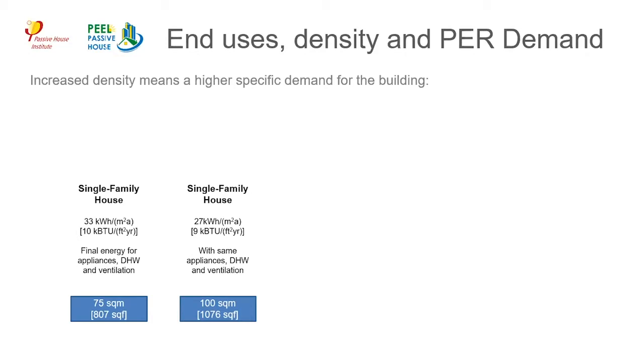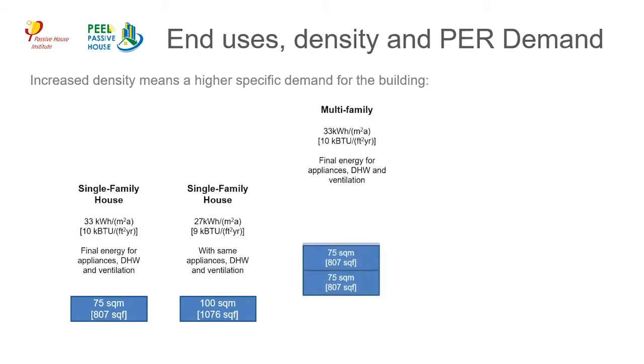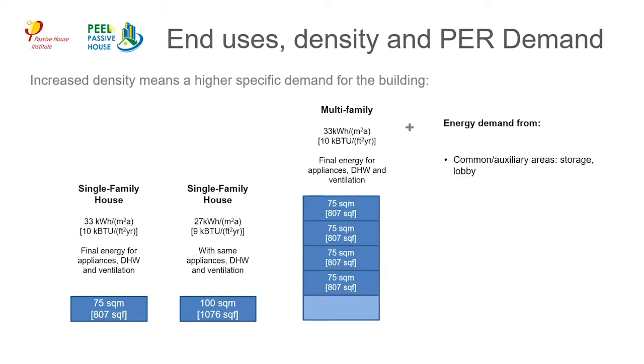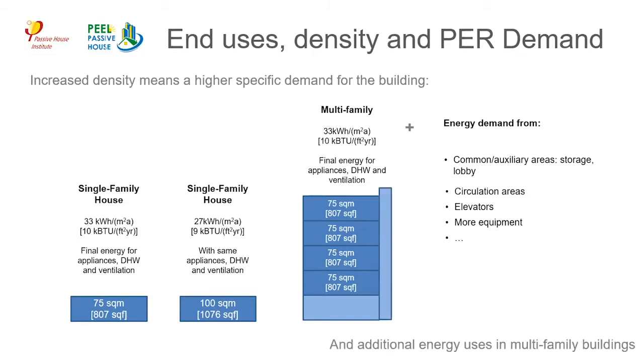So take this dwelling unit and then put it in a multifamily project. What will happen is that you have on top of these 33 kilowatt hours per square meter, additional uses like circulation areas, storage rooms, lobbies, elevators, and so on, and of course, more equipment to serve these multifamily projects. So this is what we need to take into account for the revised primary energy demand limit.